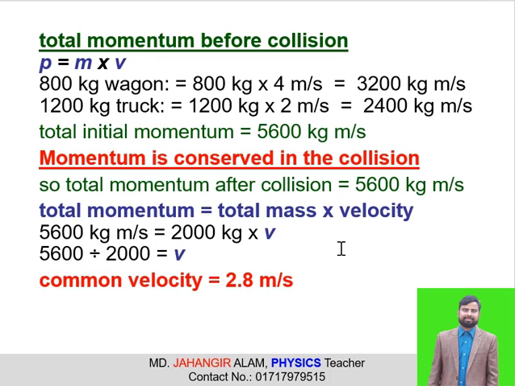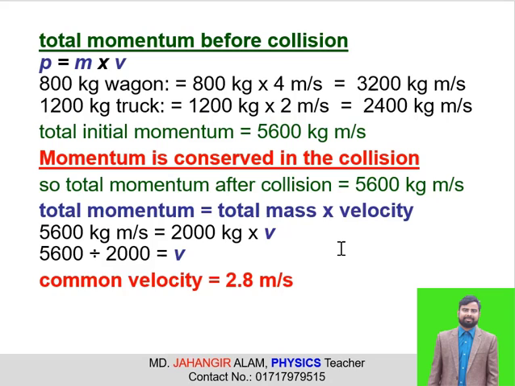Okay, total momentum before collision. We know momentum P equals mass into velocity. So momentum of the 800 kg wagon equals 800 kg into 4 meter per second, because 4 meter per second is the initial velocity of the wagon before collision. So 3200 kg meter per second. And momentum of the 1200 kg wagon equals 1200 kg into 2 meter per second, so 2400 kg meter per second. So total initial momentum is 5600 kg meter per second.